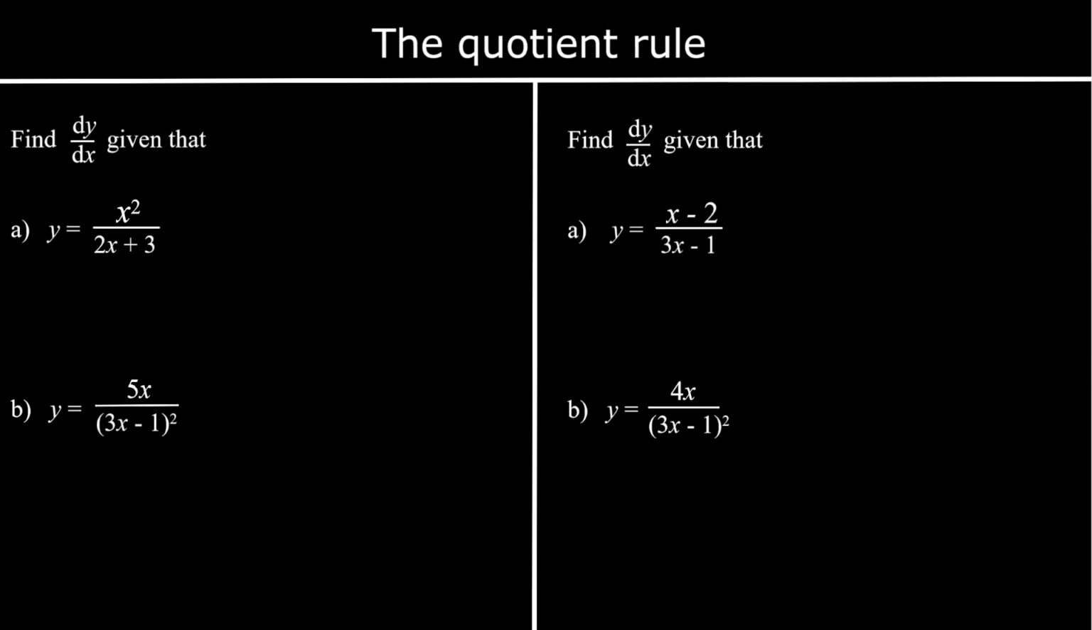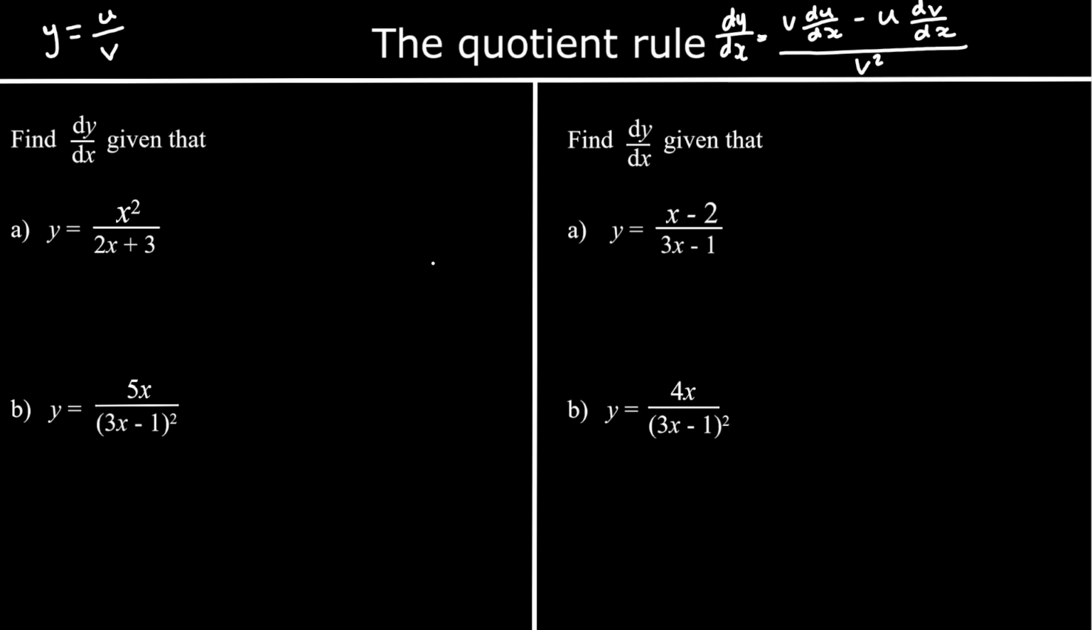If our function is in the form y equals u divided by v, so something divided by something else, we can differentiate using the quotient rule. And the quotient rule says that dy dx is v times du dx minus u times dv dx all over v squared. So if we've got a function divided by a function, we're using the quotient rule, and it's v du dx minus u dv dx over v squared.